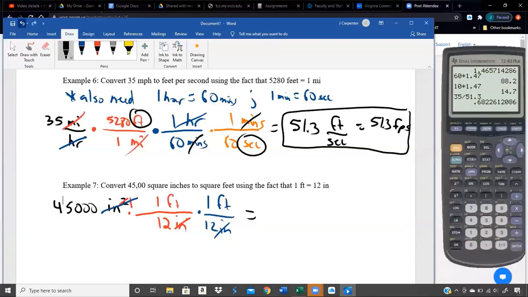Actually, let me write the number first because it'll be a big-ish number. So we're going to take 45,000. If I multiply by 12, that would be wrong because those 12s are in the bottom. So divide by 12, then divide by 12 again. And it gives us 312.5 feet squared, or you can write it as 312.5 square feet. Same thing.